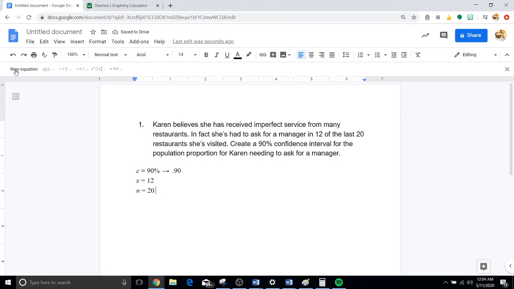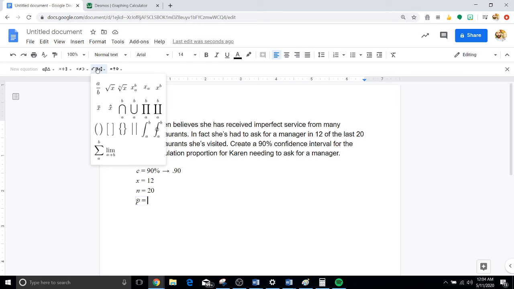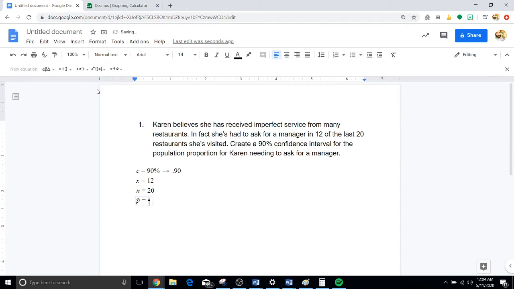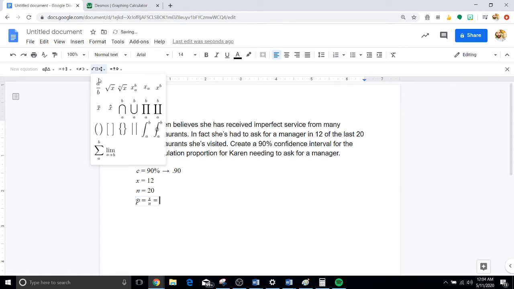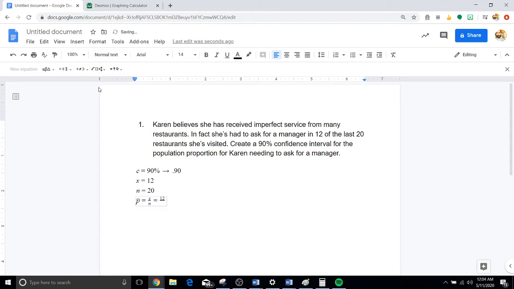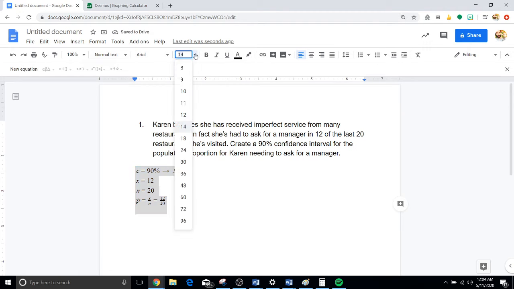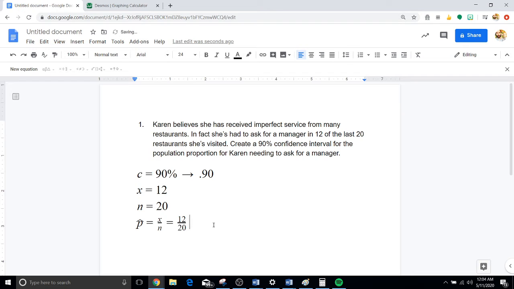In order to solve this, we're going to need our p hat, that is found by taking x and dividing it by n. So p hat is equal to x over n, which is 12 over 20. I can already see this is going to need to be a little bit bigger, so let's make it a bit bigger here. There we go. And now we need to find our standard error.